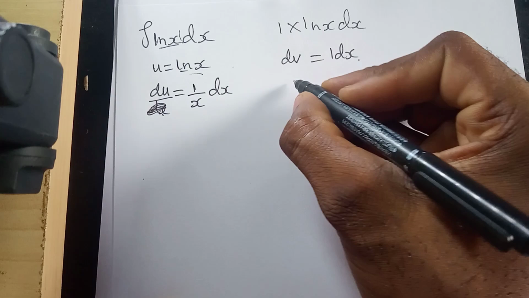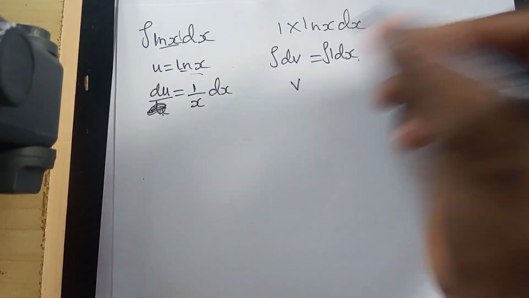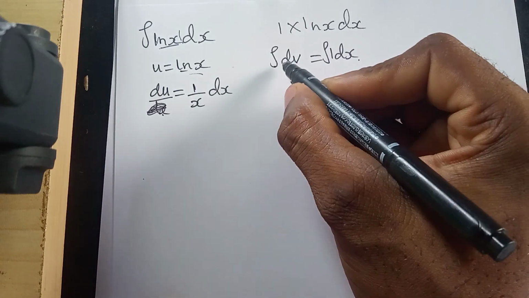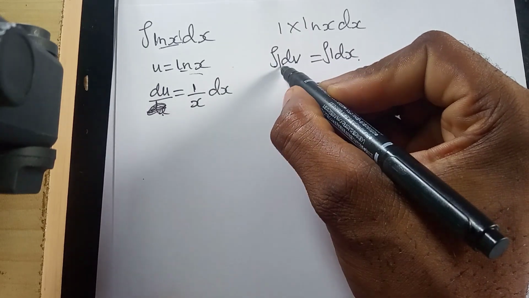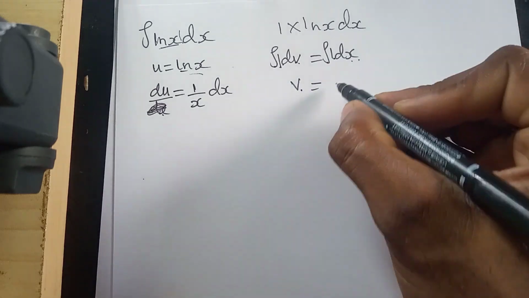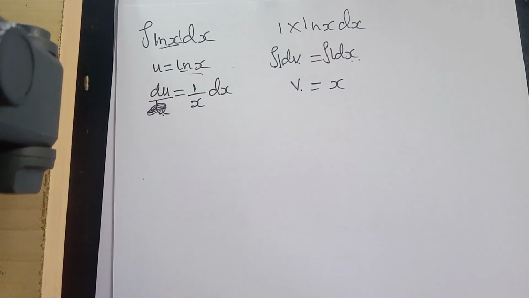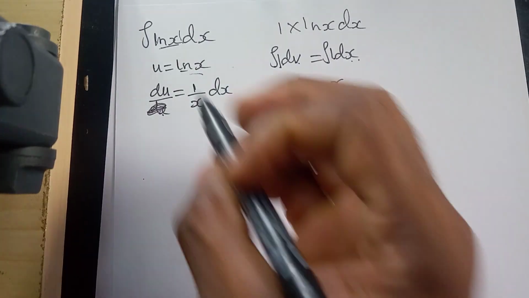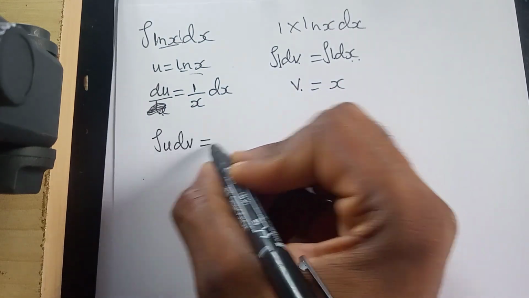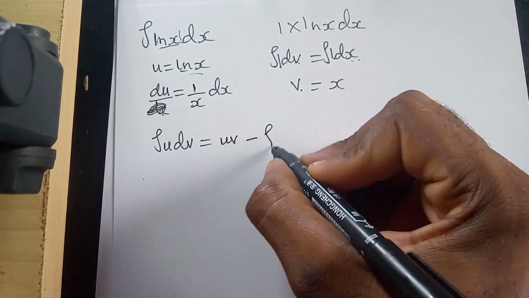From here, we can get our v by integrating both sides. Fortunately for us, the integral of dv is simply v. The integral of 1 with respect to x is simply x. So this is easy. So now you can use the formula: the integral of u dv is equal to uv minus the integral of v du.